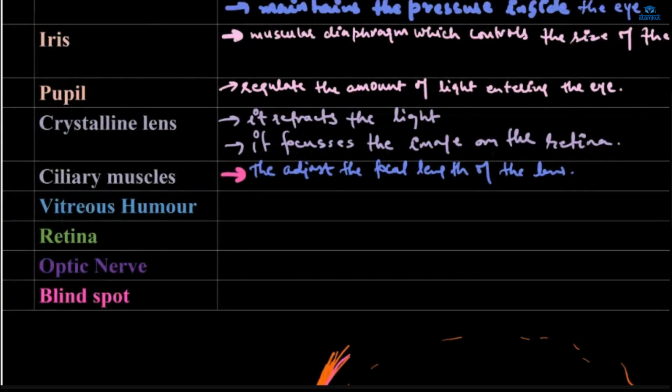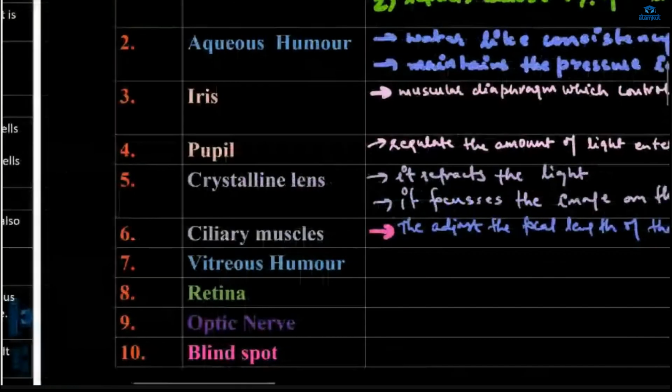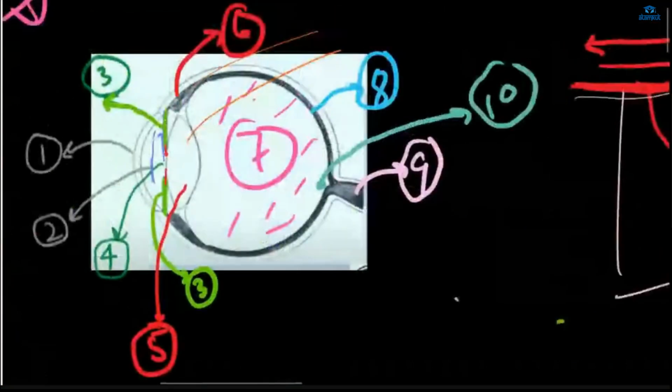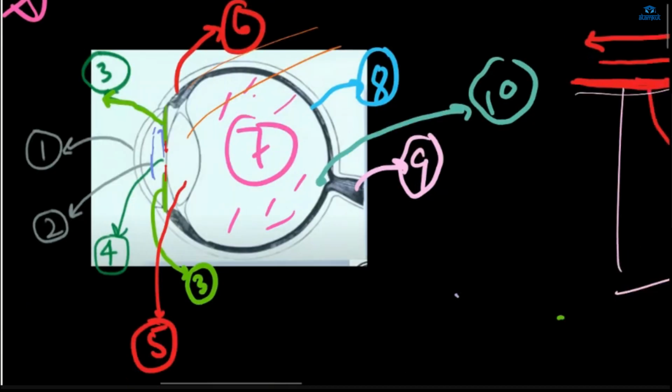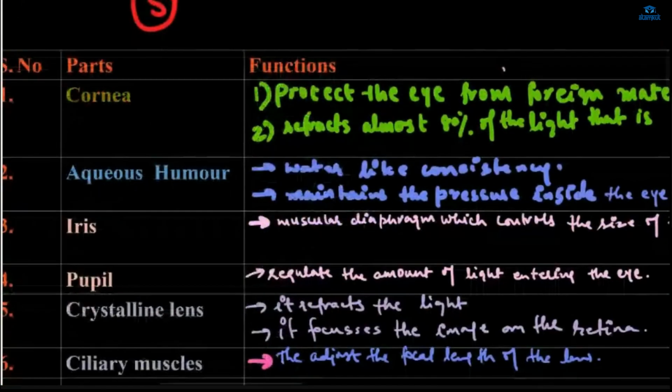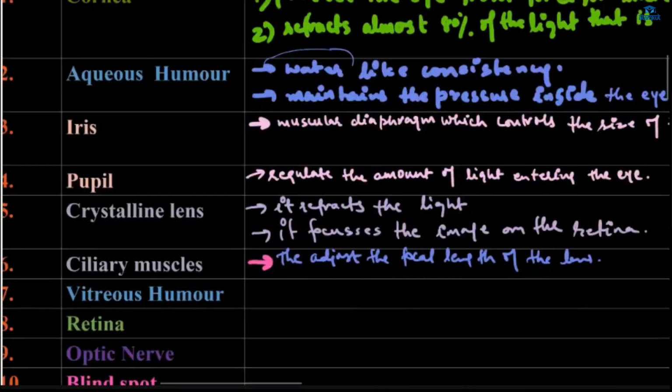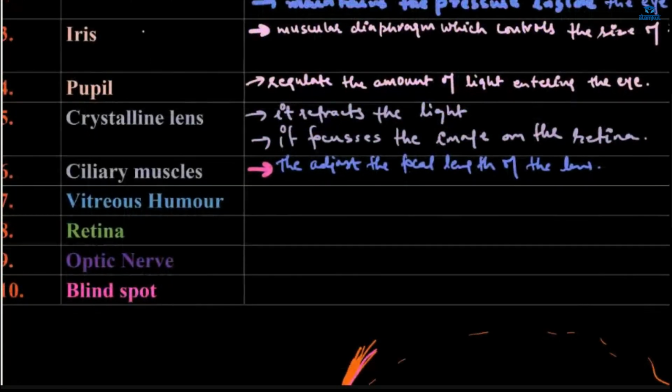First we'll just have the vitreous humor. The seventh is the vitreous humor. This 7, the whole pink part, is the vitreous humor. Just like the aqueous humor. Aqueous humor has a water-like consistency, but what kind of consistency does the vitreous humor have?